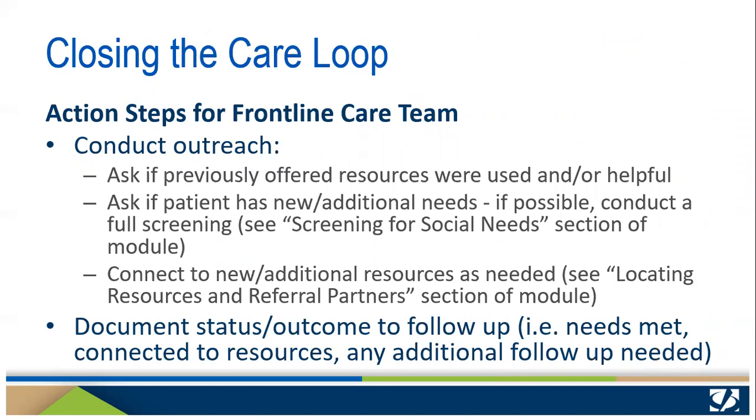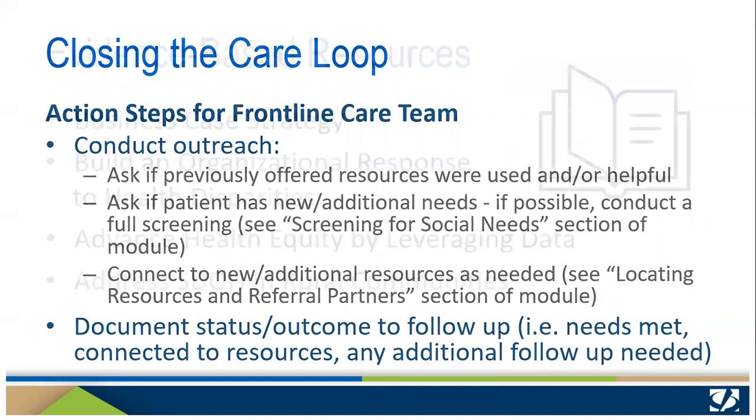The Kaiser Permanente COVID-19 Social Health Playbook, which was issued in 2019, offers the guidance that you see here on the screen for following up with patients post-referral to community-based services. You can find more detailed information about action steps for the frontline care team by reviewing the module.